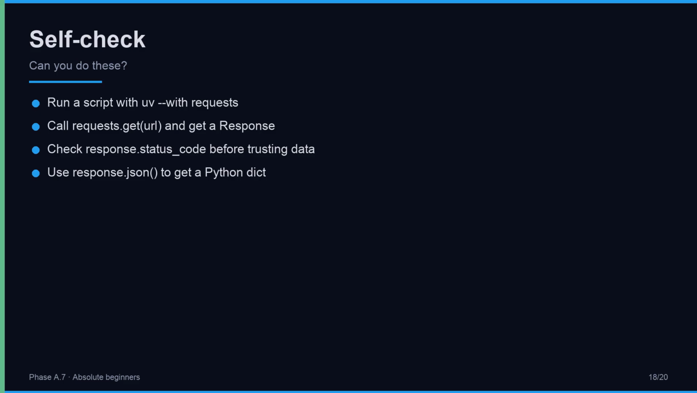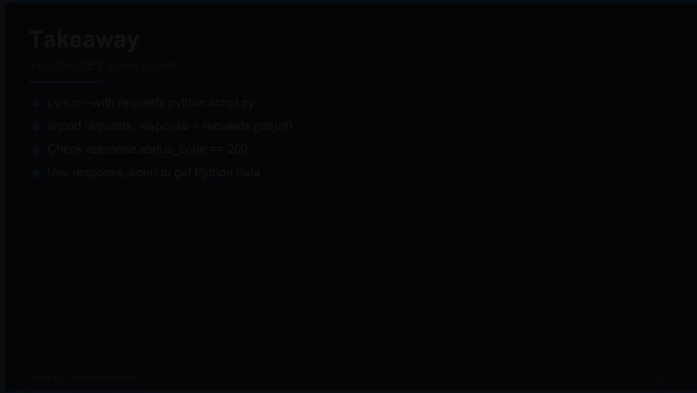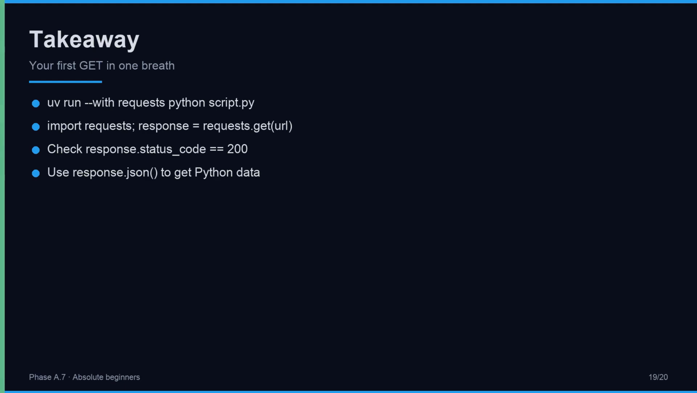The shape is small, 4 lines of real work, and it is worth holding firmly. Say each out loud. You can now fetch real data from the internet in 4 lines of Python. Run your script with uv run --with requests python script.py, no project, no virtual environment, no install step. Import requests. Call requests.get with a URL. Check the status code to confirm the call worked. Call response.json to turn the answer into a Python dictionary. That is the whole shape. Every API script you write for the rest of your career starts with these same 4 moves.